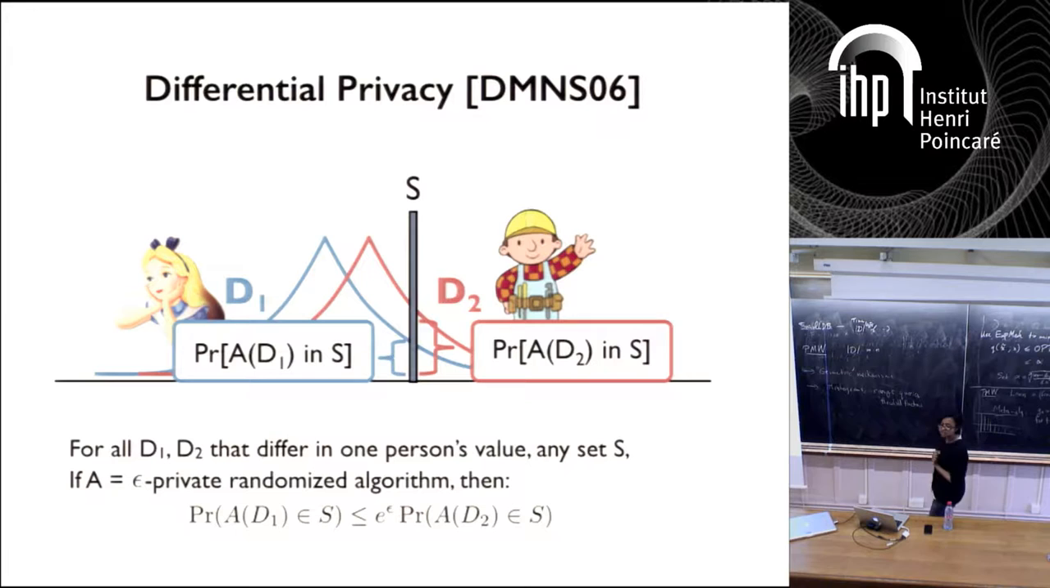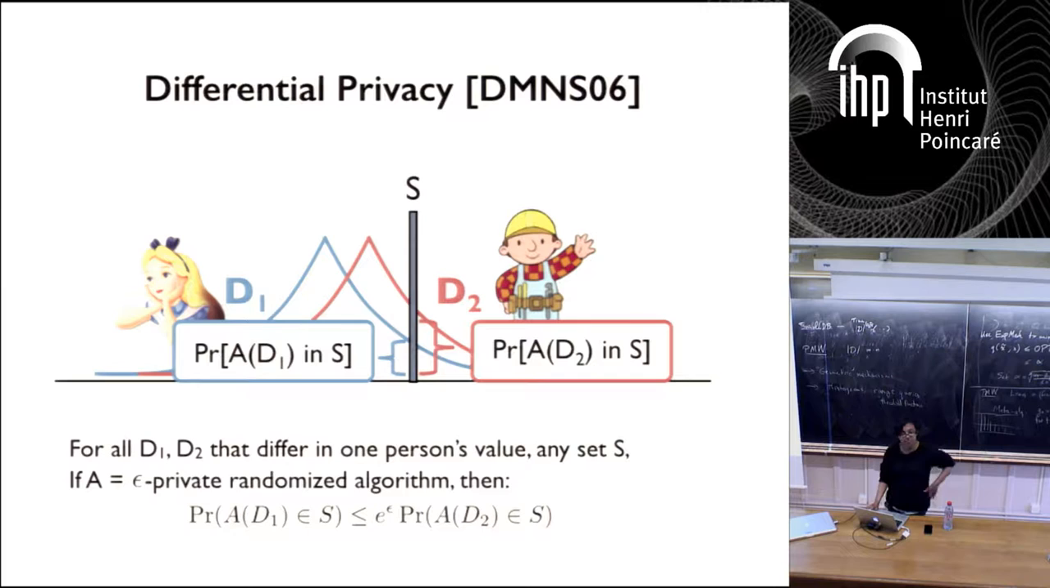If you have data sets D1 and D2 that differ in a single individual's value, then for any set of outcomes S, if A is an epsilon differentially private randomized algorithm, the probability that A of D1 lies in the set is at most e to the epsilon times the probability that A of D2 lies in the set, right? And this holds for every set. Here, the thing I want to point out is that these probabilities are over the randomness of the algorithm, not the sampling of the data. So keep this in mind, we will come back to this in a little bit. Okay, so this is the differential privacy definition.